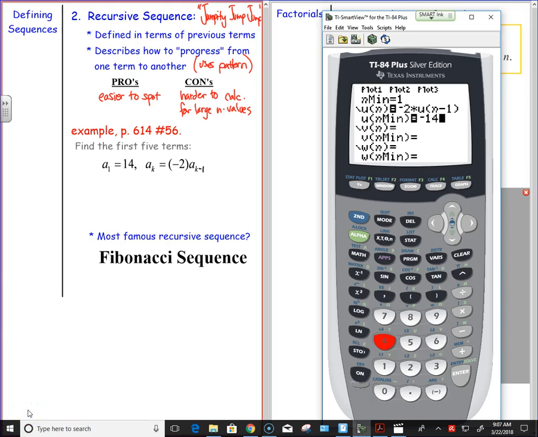Any groups stuck on their calculators? Any groups not gotten it on your calculators yet? Yeah? When you go to your y equals, remember the a's become u's, which is second 7. And then the k's become n's, which are the variable button. Make sense? So how does this look, guys? Is that what you did?